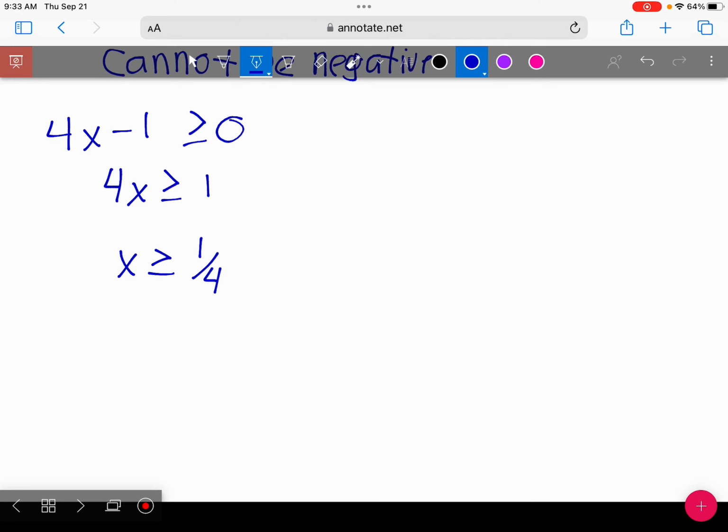So as the interval, 1/4 is the smallest it can be. It can equal 1/4, so we use a bracket. The biggest it can be is what? Infinity. That is the domain. We're just finding the x values that work. So we're going to look at our function rule critically, figure out what will make it glitch, and make a rule around that.